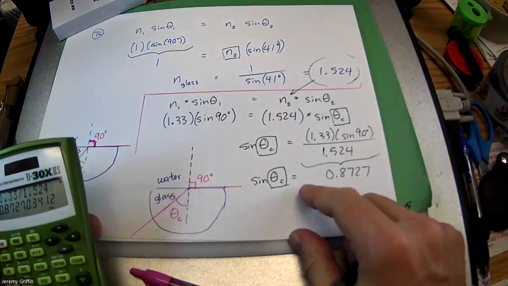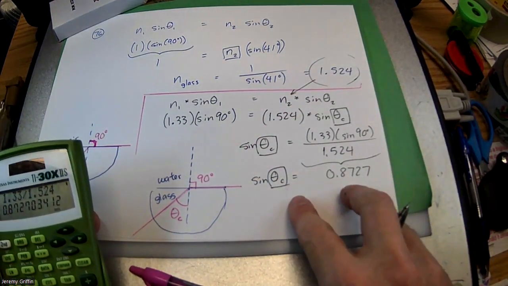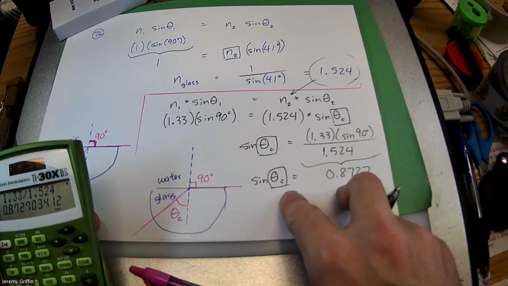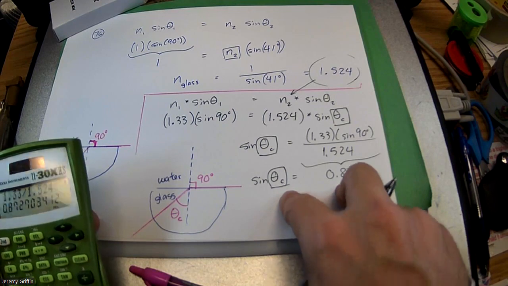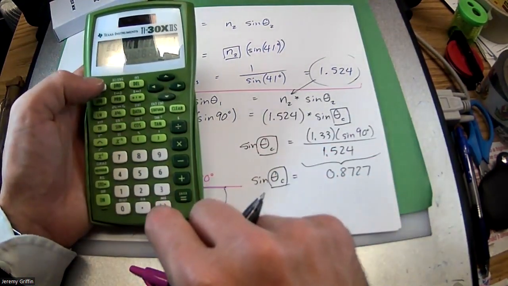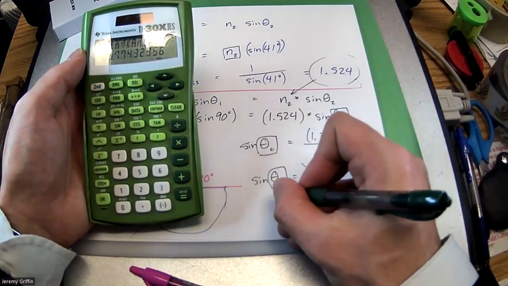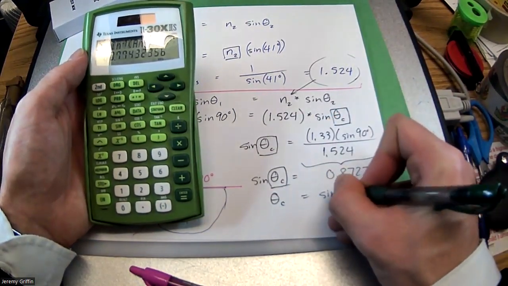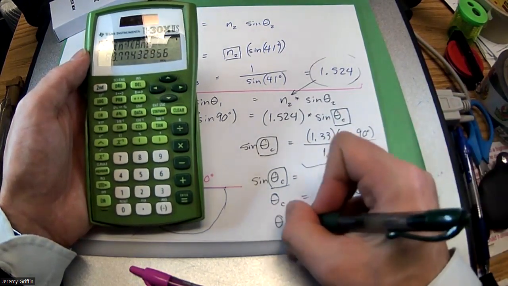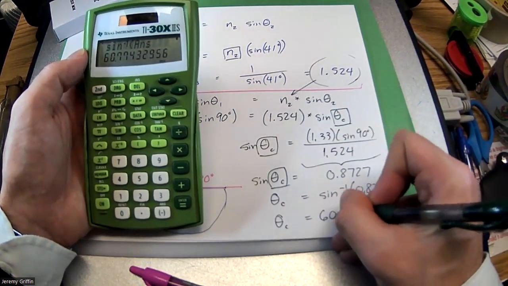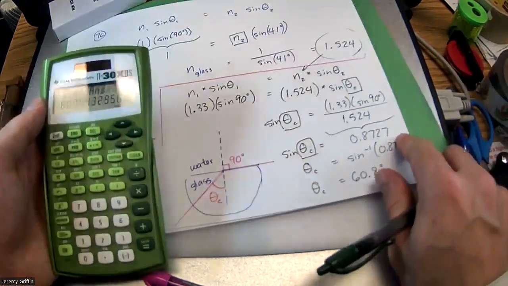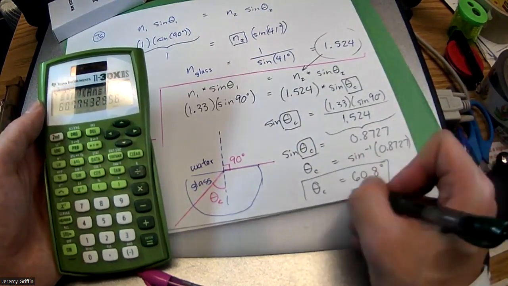What's the very last step? How do you extract that angle? Take the inverse sine, inverse sine to both sides. So theta C equals inverse sine of 0.877. That's 60.77. I'll call it 60.8 degrees. You could just say 61 degrees even. So about 61 degrees.